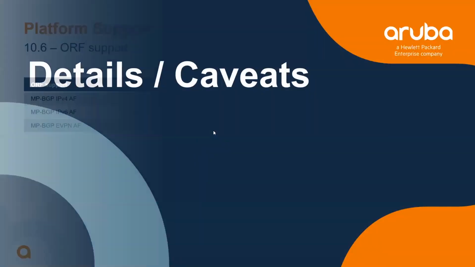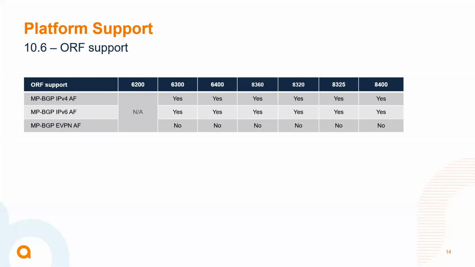So details and caveats. First of all, in terms of platform support, we support ORF on all the CX platforms except the 6200, where we do not have much support for routing and for protocols. And we support that for the IPv4 address family and the IPv6 address family, not for the EVPN address family.